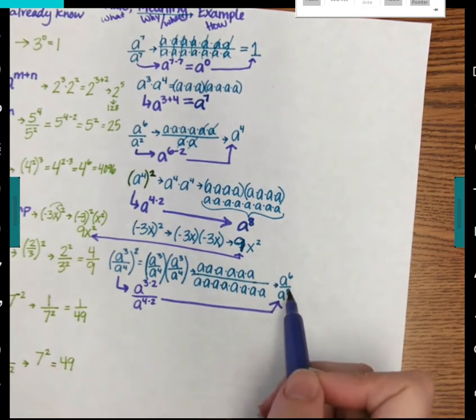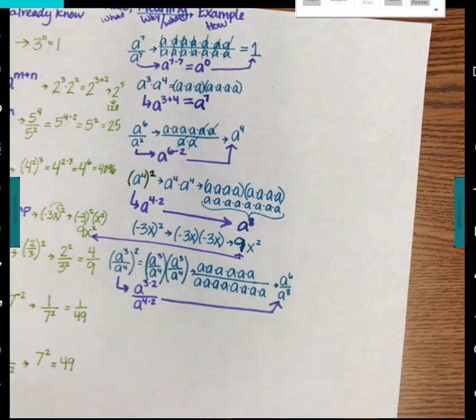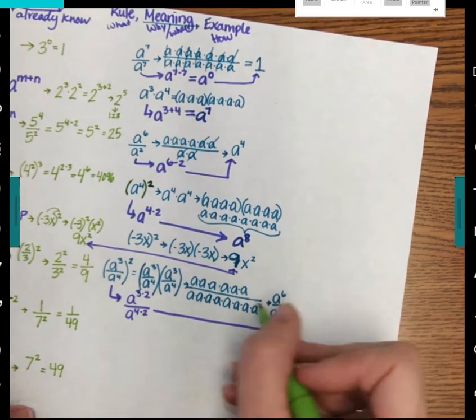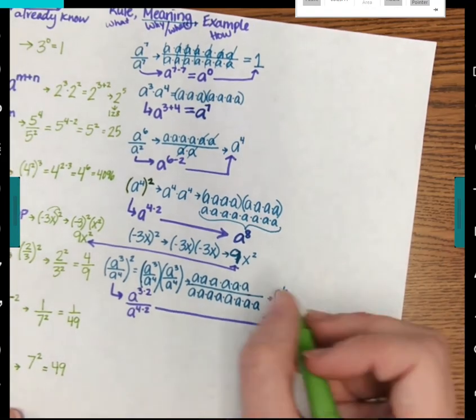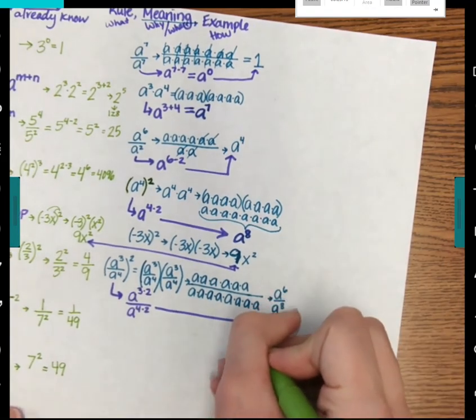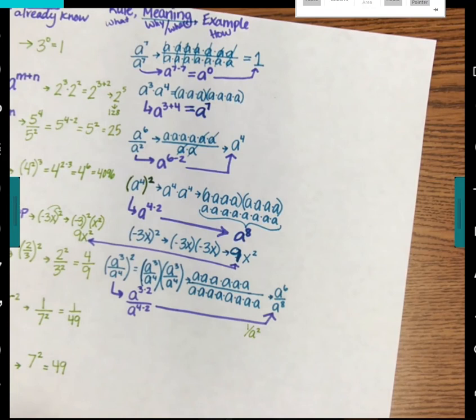And yes, this can be simplified further, right? If we wanted to go ahead and do that, we could cancel it out and whatnot, but it would be 1 over a squared, in case you're curious.